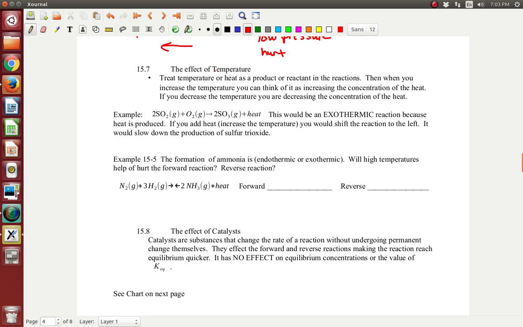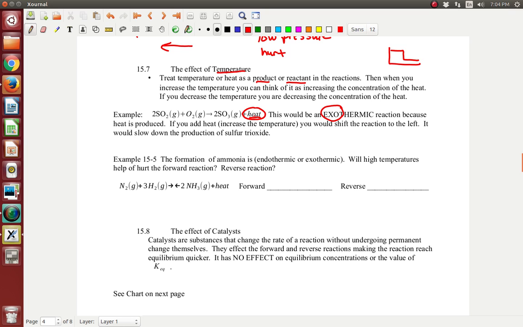Now we're going to talk about the effect of temperature. We're going to treat temperature as if it's a product or a reactant, like a chemical. We're just going to write it in just like any of the other chemicals. And so when you talk about increasing the temperature, you're talking about increasing the concentration of that chemical. So this right here is an exothermic reaction because the heat is produced. It's on the product side, an exothermic reaction where the reactant side was higher than the product side. The heat went away, so it's produced. Okay?